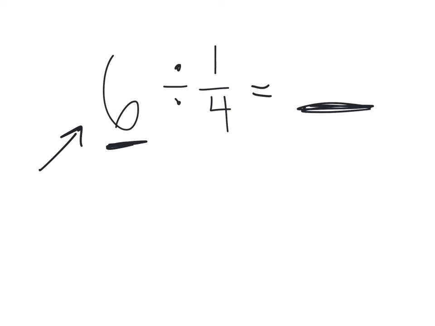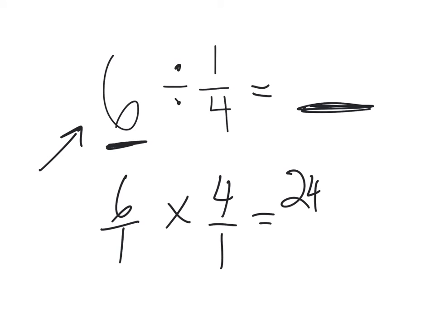All right, so I'm going to keep the 6. I'm going to write the 6 as a fraction, 6 over 1. I'm going to change the symbol to multiplication, and then I'm going to multiply it by the reciprocal, or I'm going to flip-flop it. So I can now think of 6 times 4 is 24. 1 times 1 is 1. I'm going to get an answer of 24 divided by 1, or simply just 24.